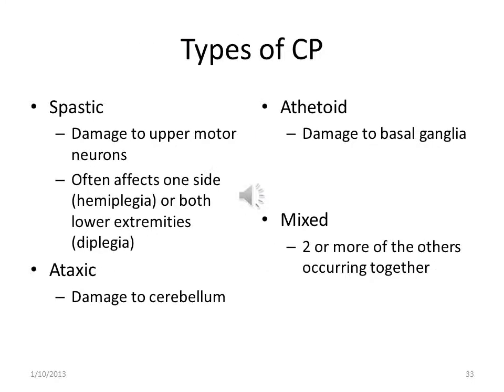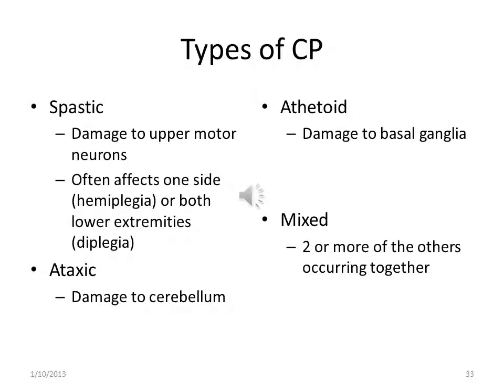This slide lists for you the 4 types of cerebral palsy. They include spastic, ataxic, athetoid, and mixed. Spastic cerebral palsy is the most common and is caused by damage to upper motor neurons. And as you know, damage to upper motor neurons causes spastic or hypertonic paralysis. It's very common for this to affect one side of the body, which is called hemiplegia. It can sometimes affect both lower extremities. That's called diplegia. So spastic CP is the most common type.